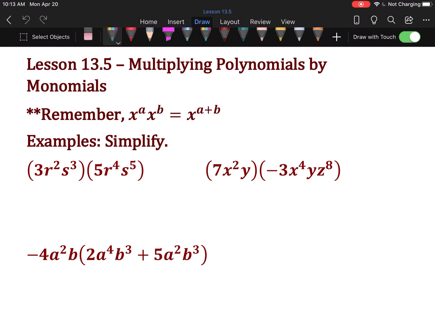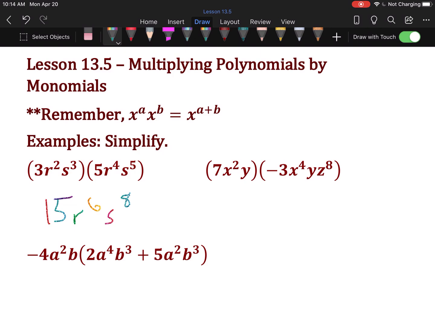So we're going to be multiplying like terms, number to number, letter to letter that are the same. My first example here, we have 3r squared s cubed times the quantity of 5r to the 4th s to the 5th. Multiply like terms. Number times number, 3 times 5 is 15. Letter to letter, r squared and r to the 4th multiplied make r to the 6th, 2 plus 4 is 6. And s to the 3rd, s to the 5th, 3 plus 5 is 8. So the solution here is 15 r to the 6th, s to the 8th.